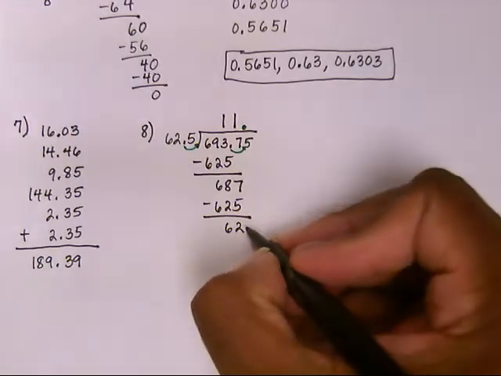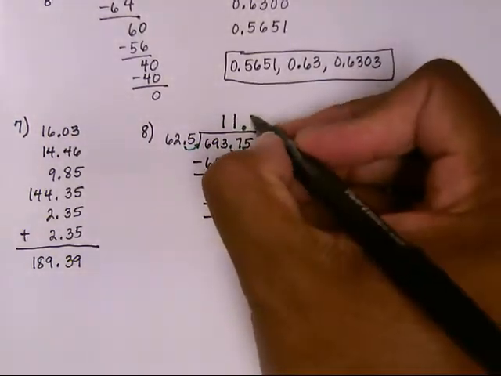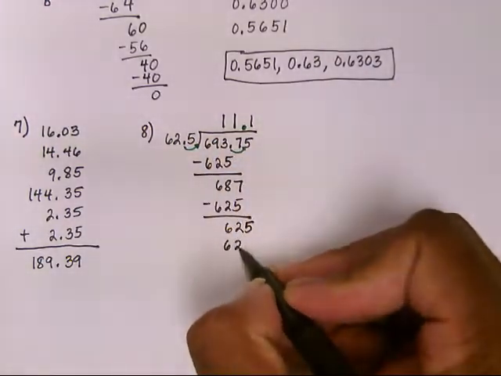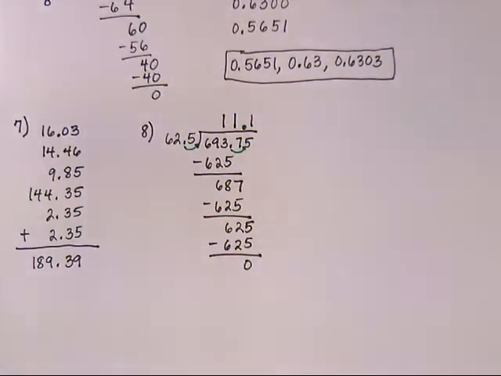Then bring this 5 down where the 62 is, and we'll divide 625 into 625. That's going to go one time. So 1 times 625 will be 625. And subtract, you'll get a 0 remainder. So here, to answer that question, it would take 11.1 cubic feet of water for that particular tank. Okay, so the tank holds 11.1 cubic feet of water.